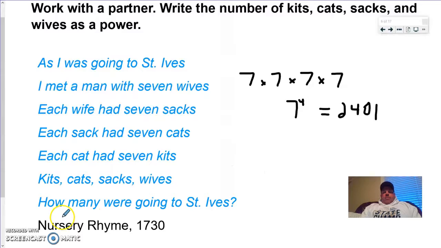However, the nursery rhyme asks how many were going to St. Ives. How many do you think are actually going to St. Ives? Please pause the video. I'll be right back with the answer. So the actual answer, as some of you may have gotten, is actually 1. Because as I was going to St. Ives, only one person is going to St. Ives. There were along the way the 7 wives, the 7 sacks, the 7 kits, the 7 cats, and even a man. So actually along the way there were 2,402 because we had that man. But the only one going to St. Ives was the narrator, or the person telling the riddle.